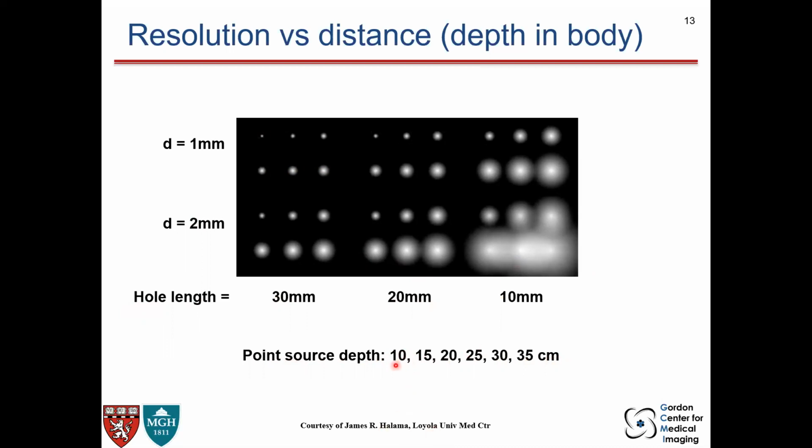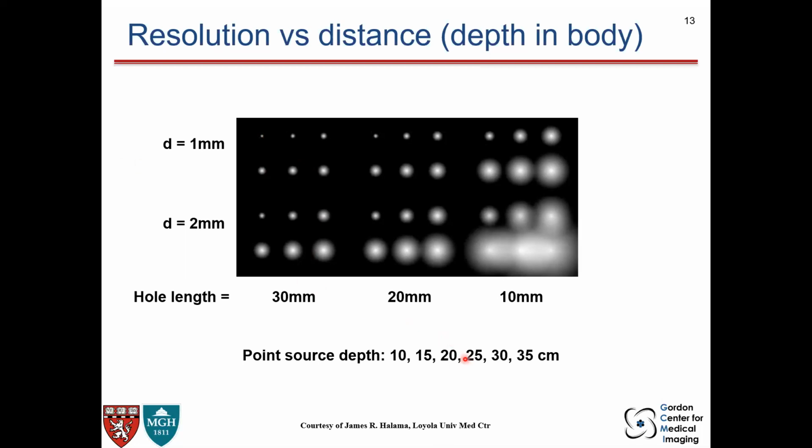And here we have the proof. If the source is 10 centimeters deep within the patient, with a very good collimator resolution, because the collimator hole is only 1 millimeter in diameter, you get a very nice reconstructed image, and you don't have much blurring here.